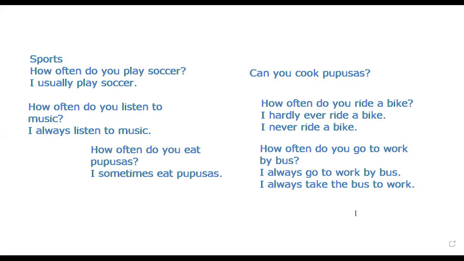In this way. I sometimes take the bus to work. Okay, now it's your turn. Can you make some questions for your classmate? Pregúntenle, ¿con qué frecuencia hacen algo? Who wants to start? And we're going to write here the question.